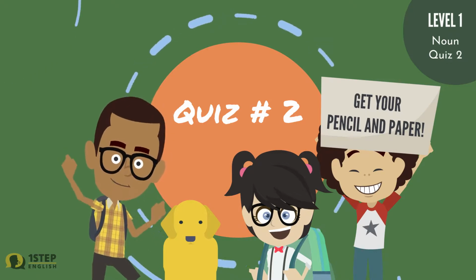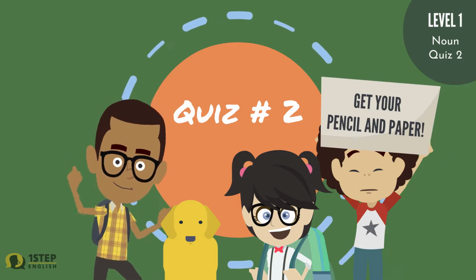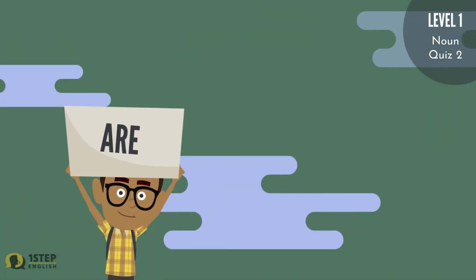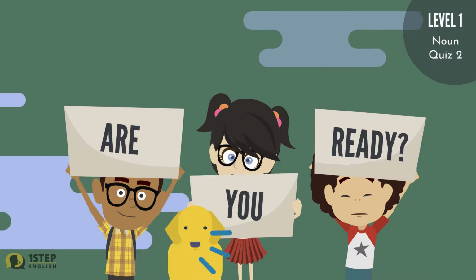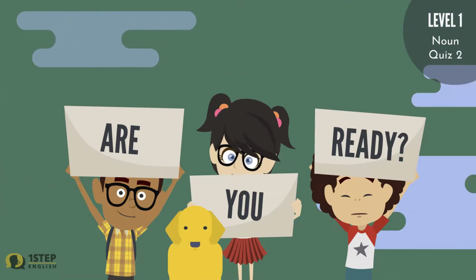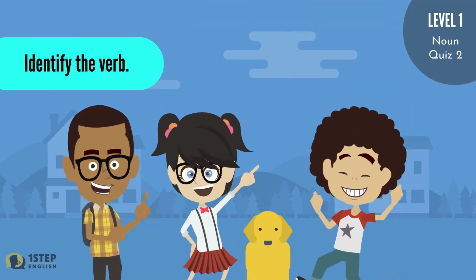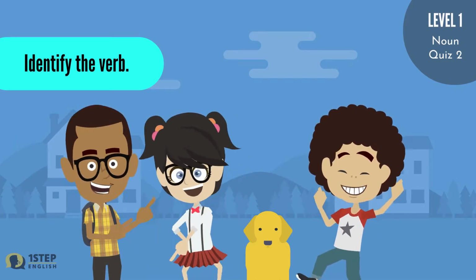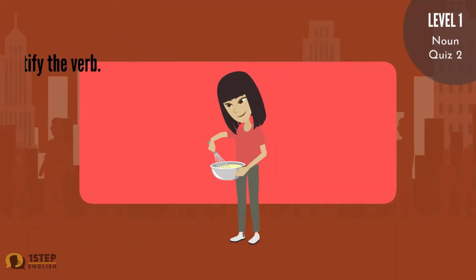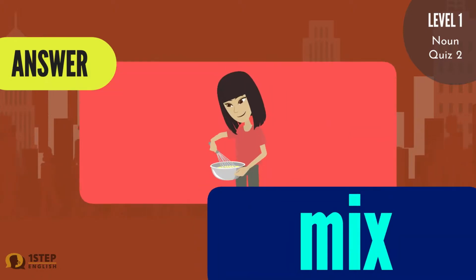Quiz number 2. Ready your pencil and paper. Are you ready? Identify the verb. What is this action? The correct answer is mix.